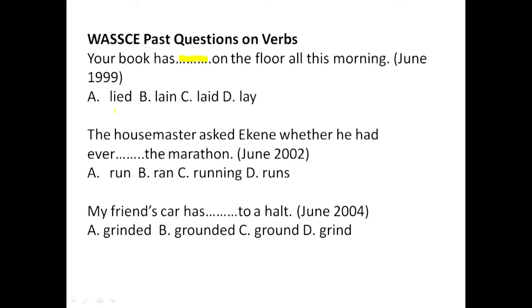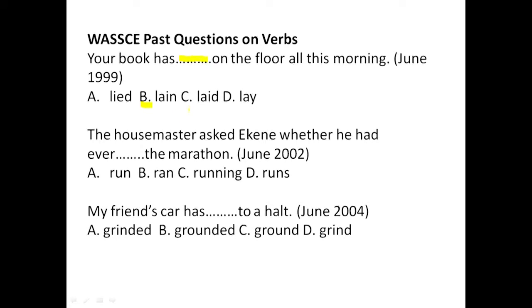So we come down to A, lied. Lied means to tell an untruth, so A cannot be the answer here at all, because here it means to recline. Your book has been at a place on the floor all this morning. So lied is wrong. B, we have lain. Your book has lain on the floor all this morning. Of course, B is our answer. Remember, the past tense for lie is lay, the present participle is lying, and the past participle is lain.